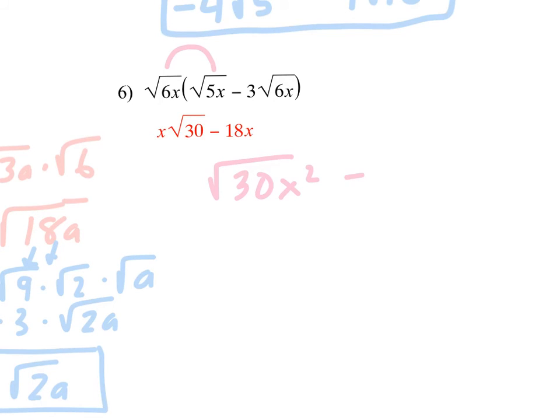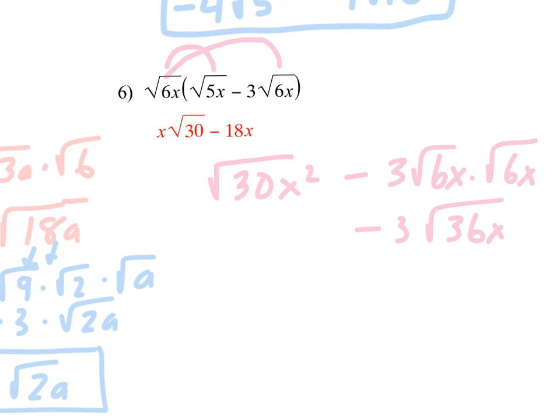Alright, we have a negative sign, so that's going to be a negative for the next one. It's the square root of 6x times negative 3, the square root of 6x. So if I write that down, it'll be negative 3 square root of 6x times the square root of 6x. So that'll be negative 3 times the square root of 36x squared. 6 times 6 is 36. x times x is x squared.